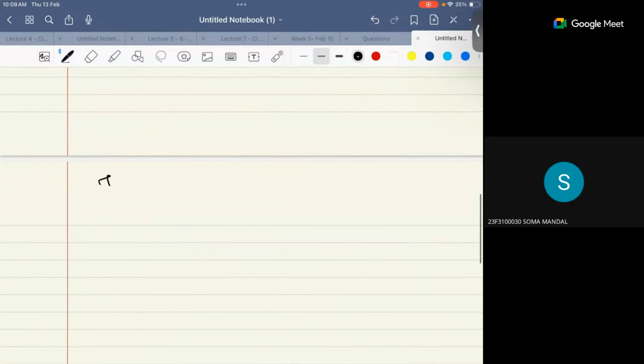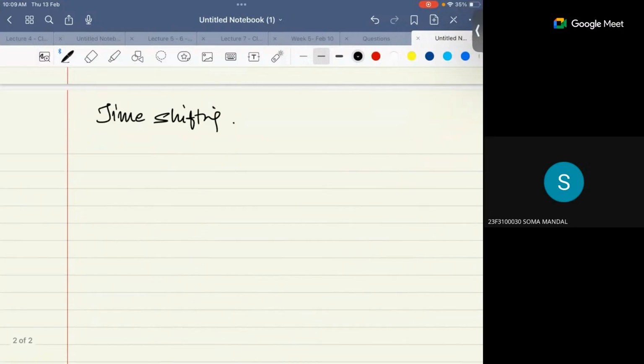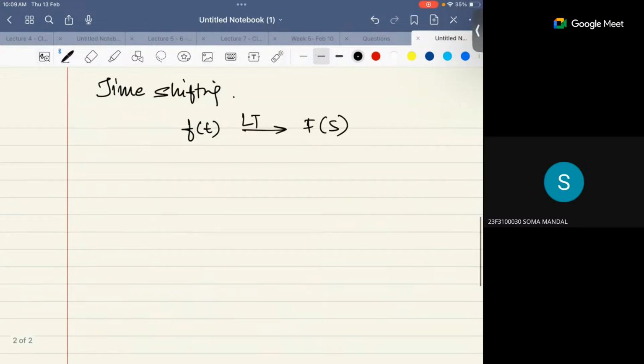So for the time shifting, let's say, for example, you have been given any function f(t), and you already know F(s) is the Laplace transform. And if you have been asked to calculate for f of t minus a, what will be the Laplace transform for this?